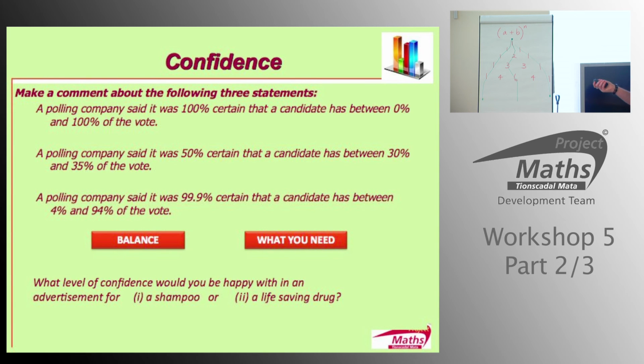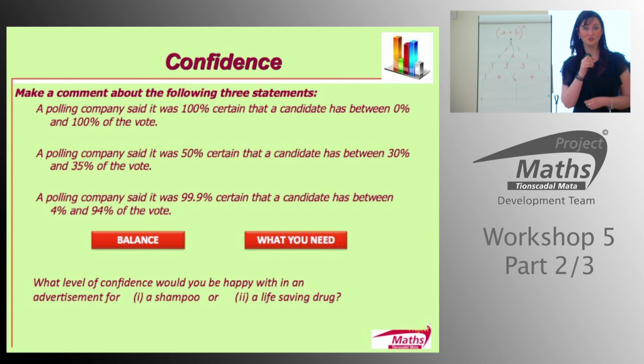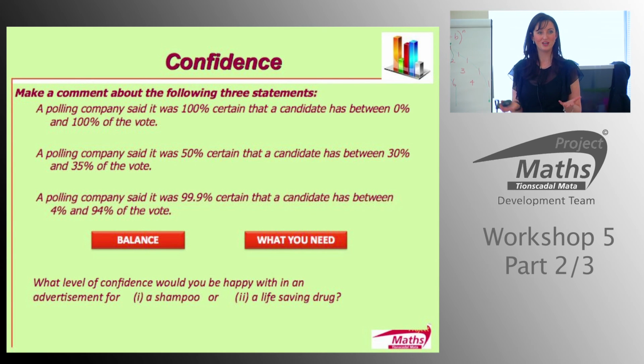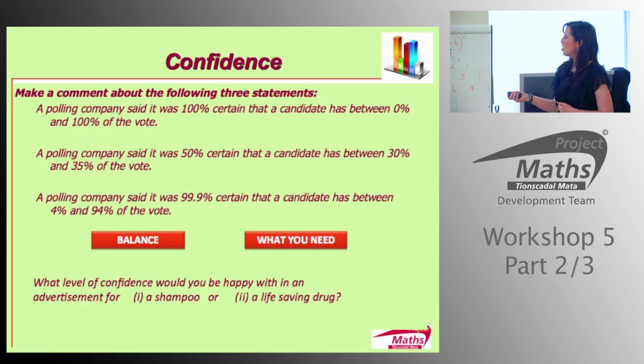A polling company said it was 50% certain that a candidate has between 30 and 35% of the vote. Is that a better statistic? Have you any problems with it? Yeah? Well, it's only half and half. It's only 50-50. They couldn't come on RT News and say, well, we're 50-50 certain that so-and-so will get 35% of the vote. Okay, so 50-50 is not too good.